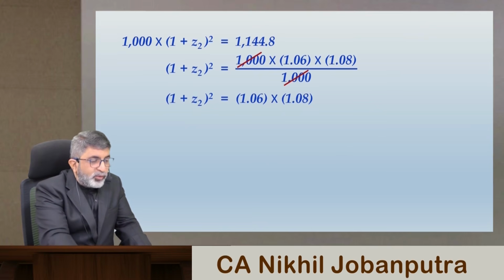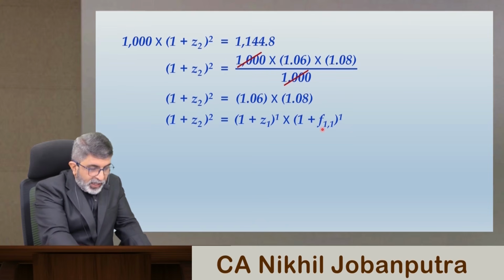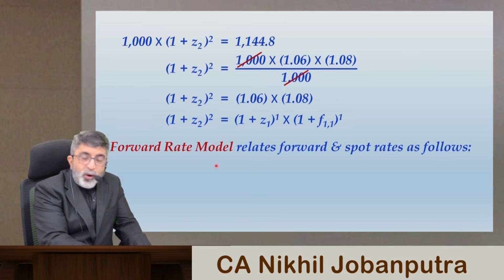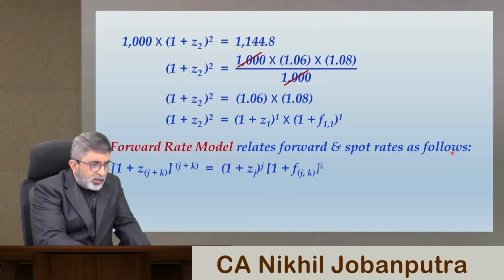If I now use the symbols, (1 + Z2)² is (1 + Z1)¹ into (1 + F1,1)¹. So if I want to arrive at the forward rate, that is computing or determining the implied forward rate from a given set of spot rates, we apply the forward rate model. The forward rate model relates the forward rates and spot rates as follows. I am using this same logic to arrive at this equation.